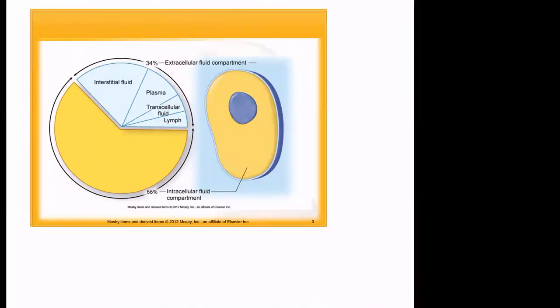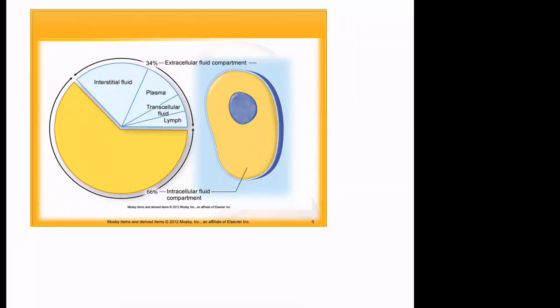So this diagram really gives you a good idea of where our water sits in our body, where most of it is found. But it does something else. Well, not directly, I guess. One of the things this demonstrates is that we cannot change the viscosity of blood, the thickness of blood. If we changed that, that would change the amount of water that was in the blood.